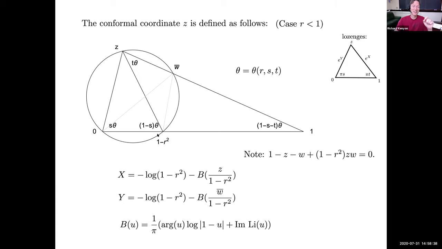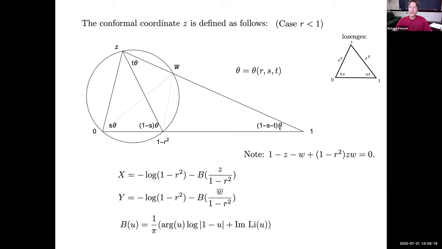Maybe I should start over. If you give me a complex number z in the upper half plane, then because I know 0, 1, and 1 minus r squared, I can determine all these quantities: t theta, s theta, 1 minus s minus t theta. And this angle here, by the way, is pi minus theta. So I can determine theta, and therefore I can determine s and t. That tells you how to get s and t as a function of z. I hope you can see it's a generalization, a deformation, of what happens in the lozenge case.